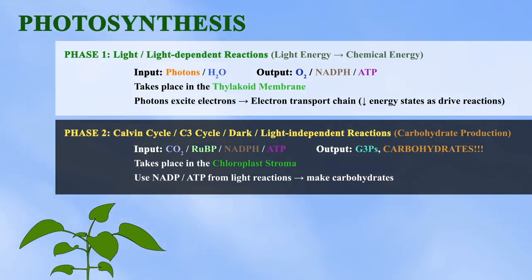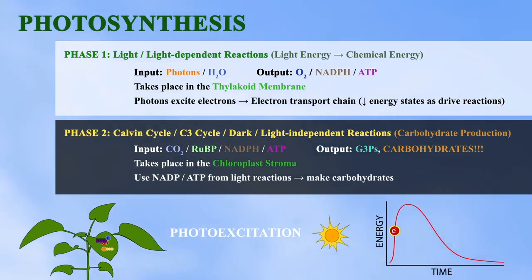Photosynthesis has two phases, the light-dependent and light-independent reactions. The light-dependent reactions convert light energy into chemical energy, taking in photons and water and producing oxygen, as well as high-energy NADPH and ATP. These reactions take place in the thylakoid membrane and involve photoexcitation. In other words, a photon brings an electron to a higher energy state. The energy from this excited electron is harnessed via an electron transport chain, and the electron goes back to a lower energy state as it does a bunch of work for the plant.